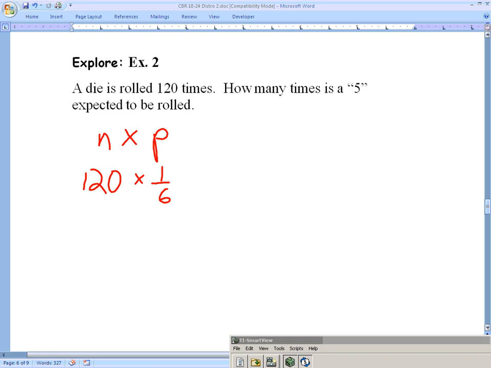So we're just doing 1/6 times 120, and that gives us, I believe, 20, yes? Yes. Okay. So our expectation is 20. That's what we would expect. How many times do we expect to get a 5 if we roll the die 120 times? And that's it. Exciting, I know.